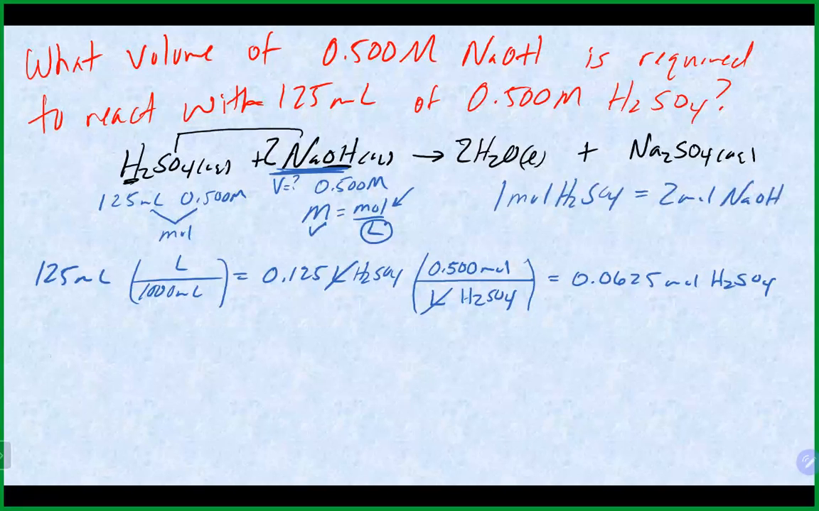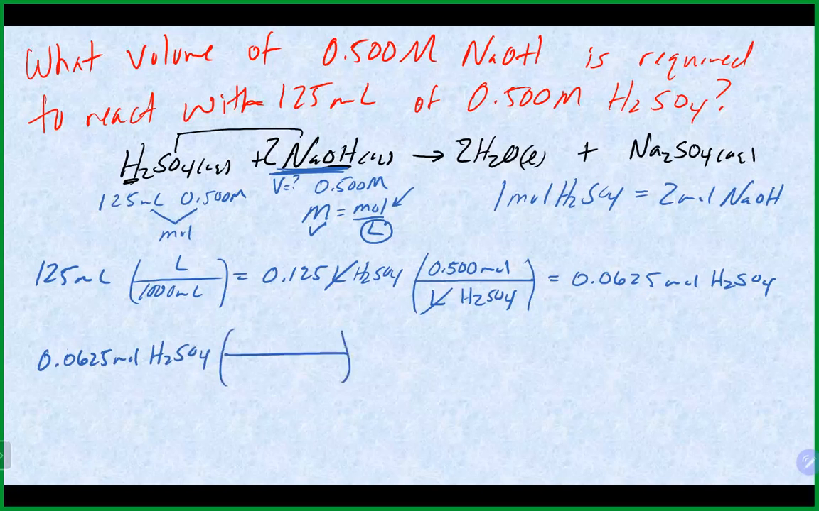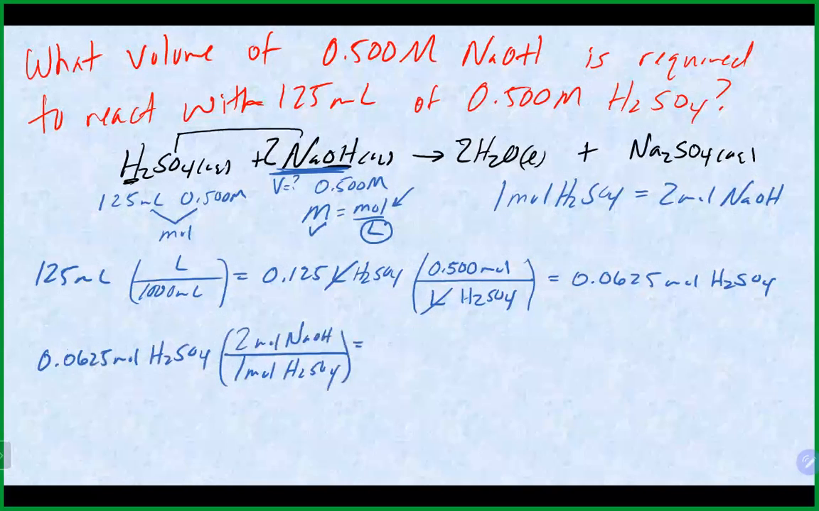So we'll take our 0.0625 moles of sulfuric acid. We'll use our stoichiometry from the balanced equation: 1 mole of the sulfuric acid, 2 moles of the sodium hydroxide. Times that by 2, that's going to get us 0.125 moles of sodium hydroxide, as obviously our sulfuric acid cancels out.